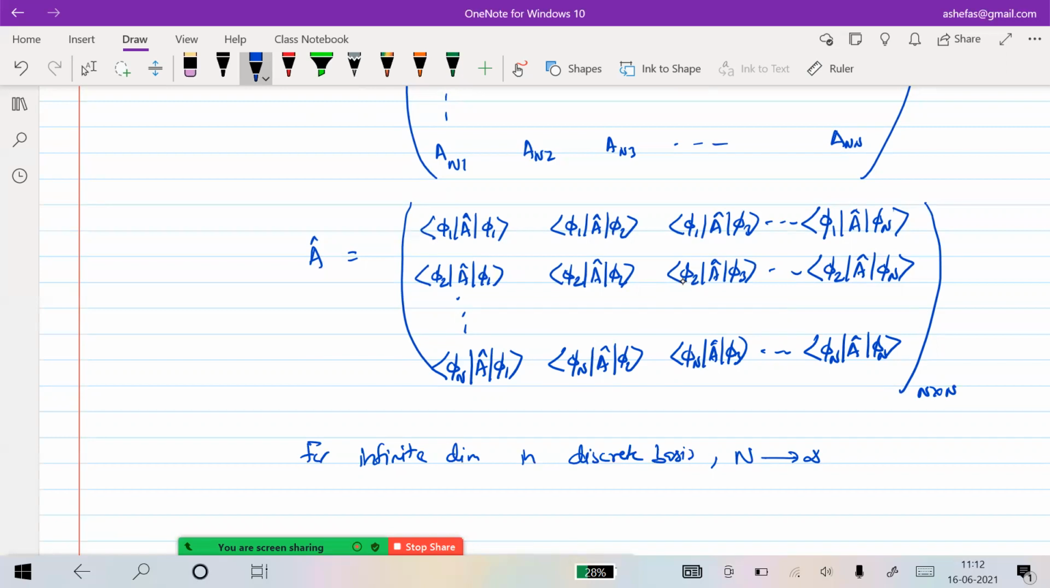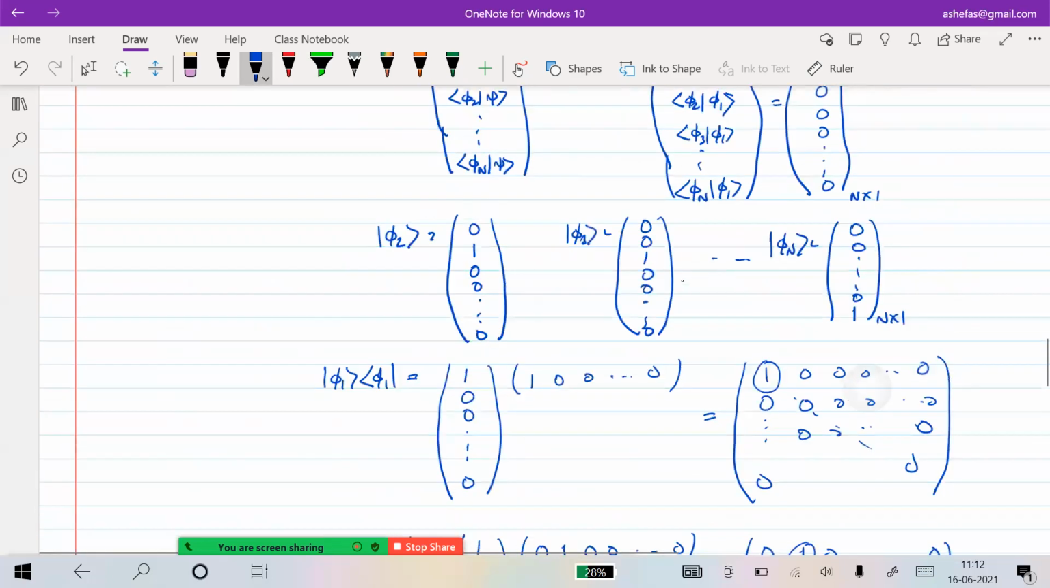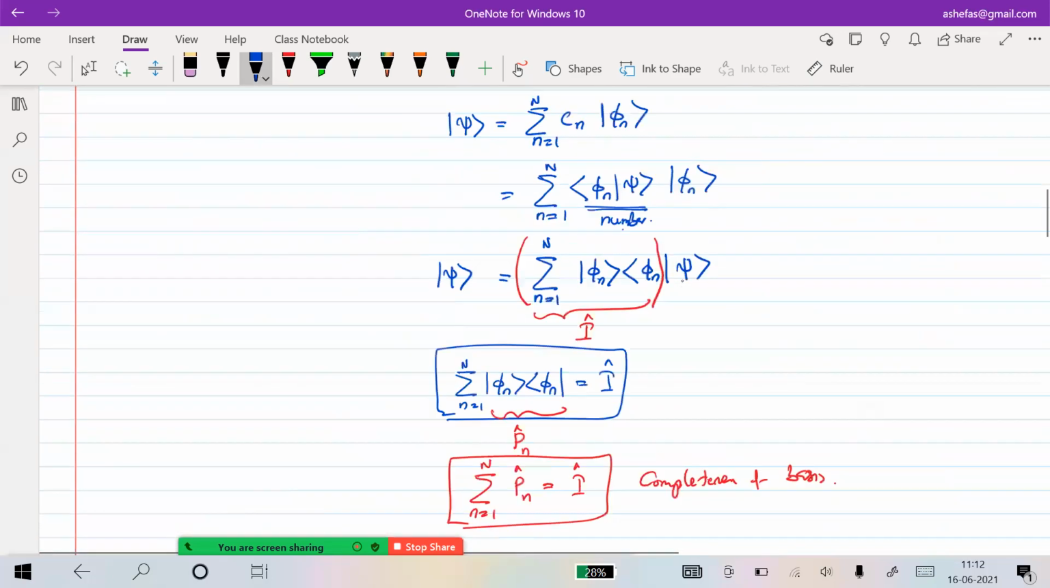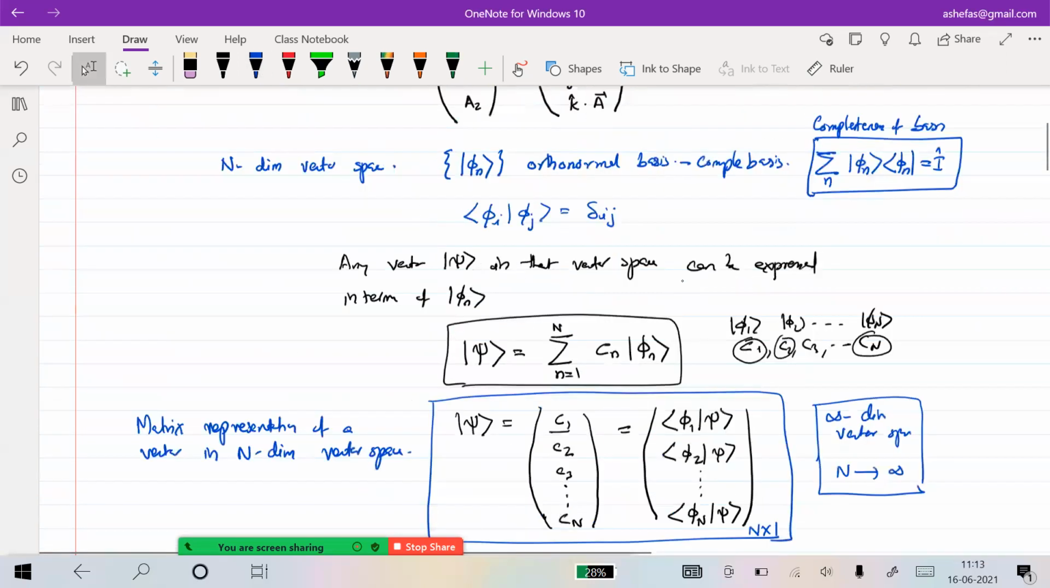So we will discuss in the next session how to represent the vectors and operators in a continuous basis. Here we represented in a discrete basis, and for discrete basis, the matrix representation gives a very elegant way of representing the vectors and operators. Okay, so that's all for now, and we can stop here. In this entire discussion, we have assumed our basis is complete, that is, the sum of all projection operators of the basis gives identity.